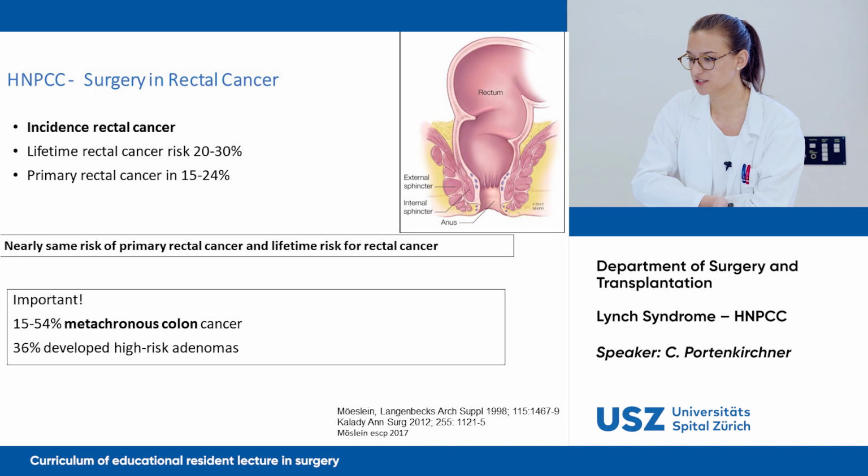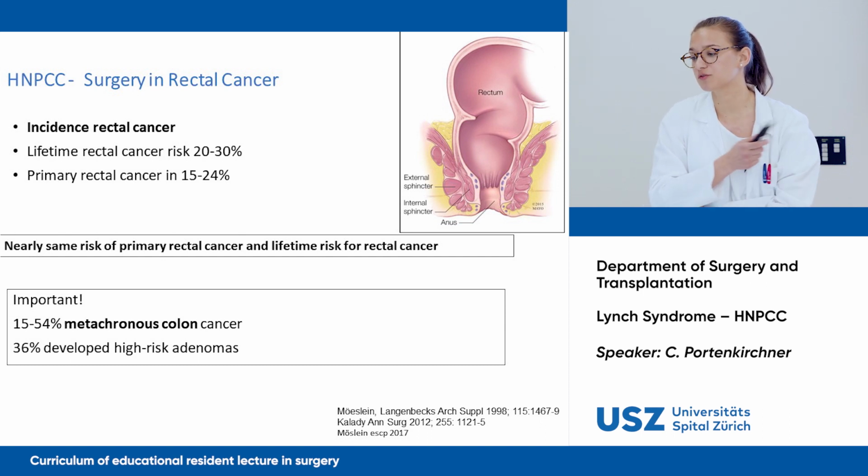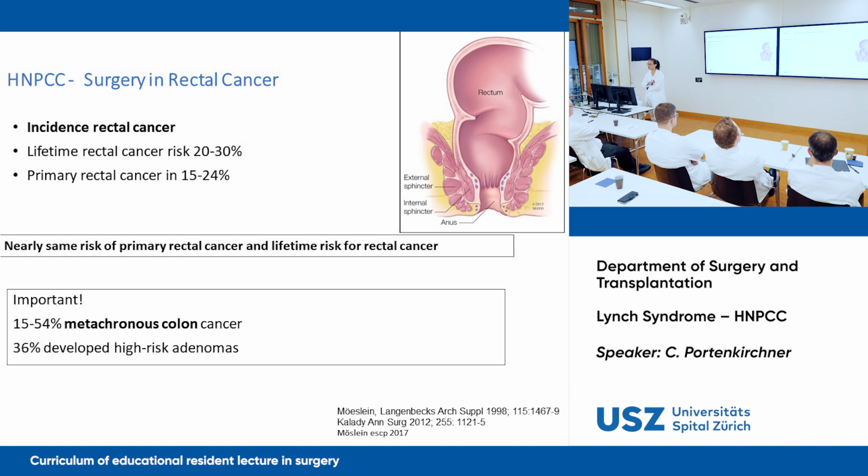Whereas in rectal cancer, we have it a little bit different when it comes to treatment. In rectal cancer, the lifetime risk for patients with Lynch syndrome to develop rectal cancer is 20 to 30%, and the primary rectal cancer risk is up to 20%. So we nearly have the same risk for this. But it is important: the chance for developing metachronous colon cancer is 50%. As you saw in colorectal cancer, for developing rectal cancer, it's much lower.